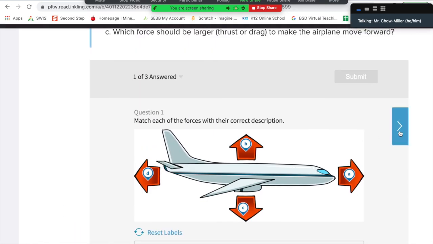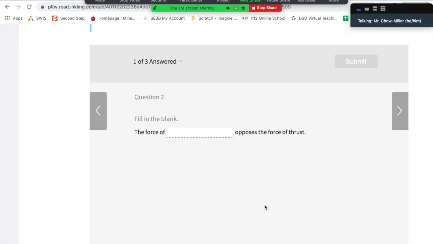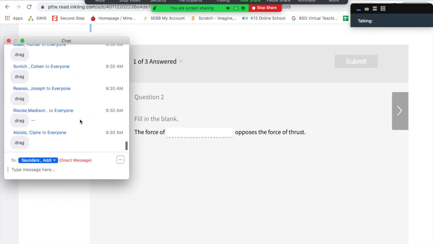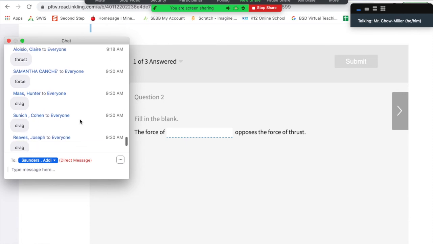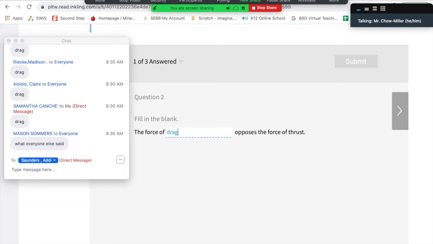Oh, there we go. Next, fill in the blank. Everybody type in the chat. The first person to get it right in the chat gets 10 Falcon Pride points. The force of blank opposes the force of thrust. We have such a beautiful, smart class. Cohen's got it, Hunter's got it, Joey's got it, Madison's got it. So I'm going to type in the word drag. Hunter, you get the 10 points.